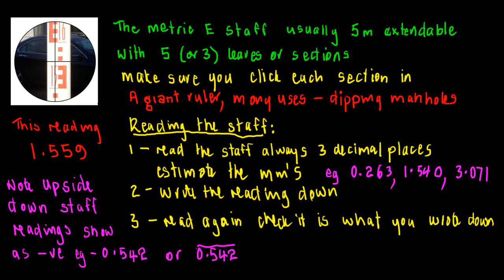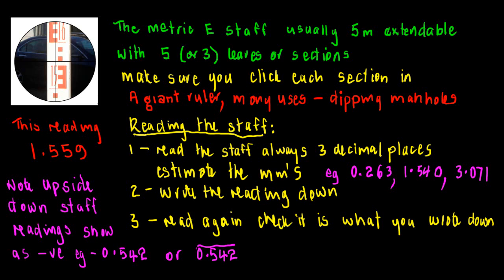Essentially, the staff is a giant ruler, and it's graduated so that when you look through your level, it's quite easy to read. There are a number of different formats for the way the readings go, but generally this metric E one I find is quite the easiest one to read and the easiest to understand. Remembering that any errors that you make in readings will transfer right through the whole job, so it's important that you get those particularly right.